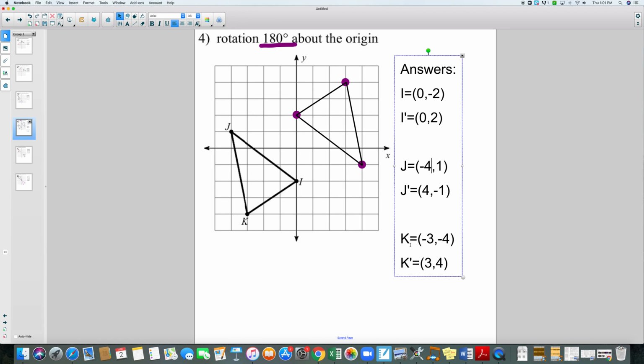All right, let's look at K. K originally was -3, -4. So for K prime, if we're rotating 180 degrees, the opposite of -3 is +3, and the opposite of -4 is 4. All right, let's do that on the next one.